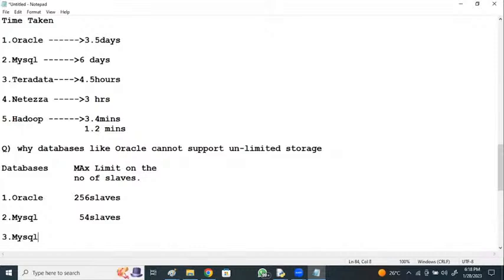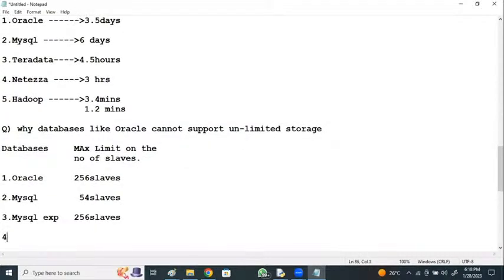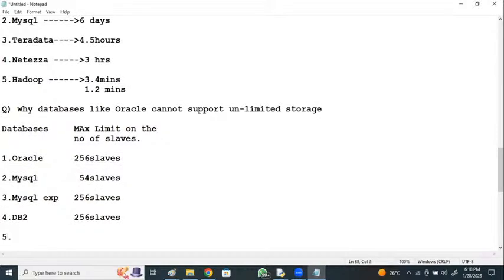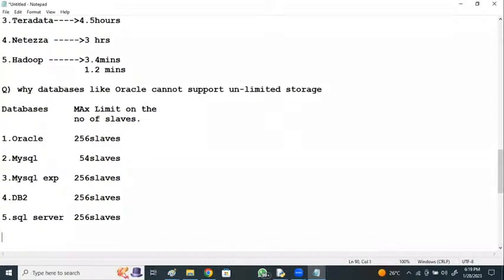MySQL Express can support nearly 256 slaves. DB2 supports nearly 256 slaves. SQL Server also supports 256 slaves. So they can support only up to 256. Beyond that, they cannot support.